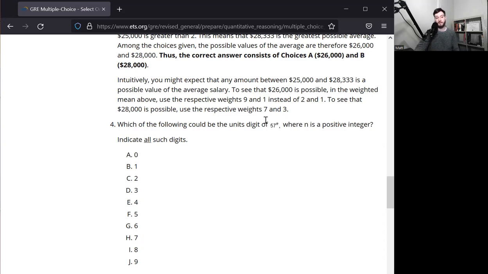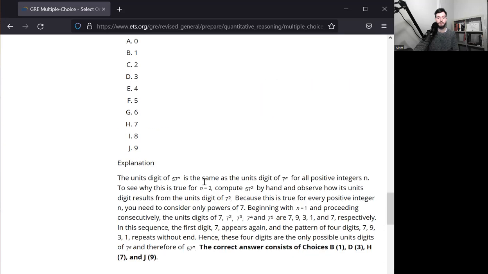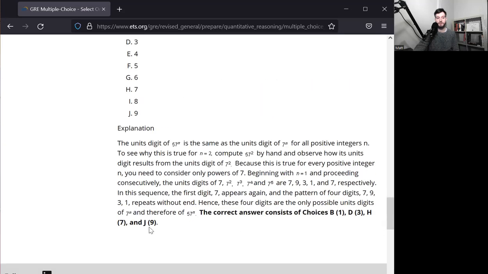So this is the key here. You can do this with a calculator. You can go 57 times 57 times 57 times 57, keep trying, and you'll eventually find out that there's a loop. But I'm just saying, understanding principles of arithmetic can save you a lot of time. So 7 obviously is our first answer. 7 times 7 is 49, so 9 is our second answer. 9 times 7 is 63, so 3 is our third answer. 3 times 7 is 21, so 1 is our next answer. And then finally, 1 times 7 is back to 7. And those are your answers. B, D, H, and J. There you go.